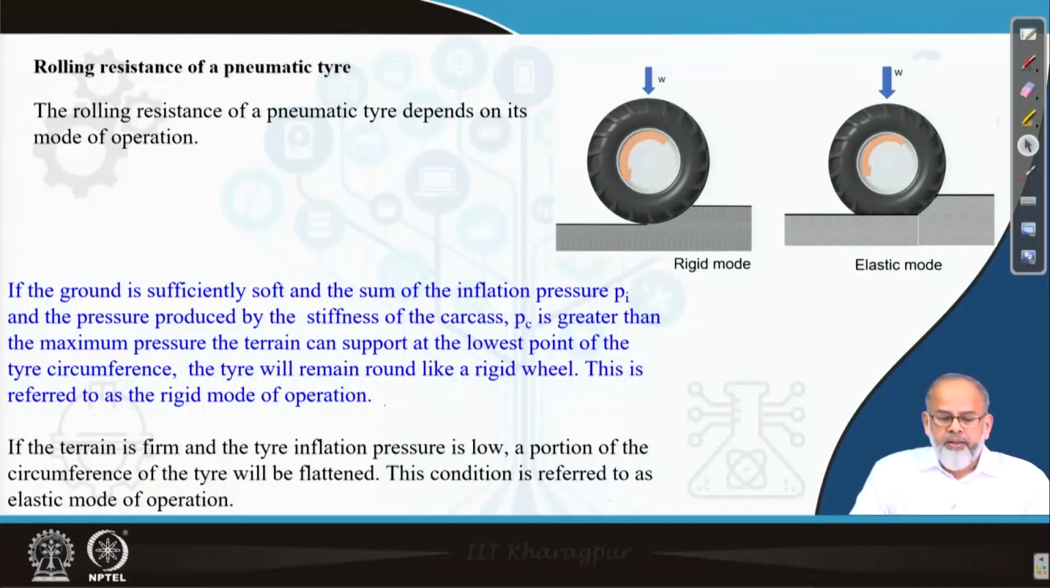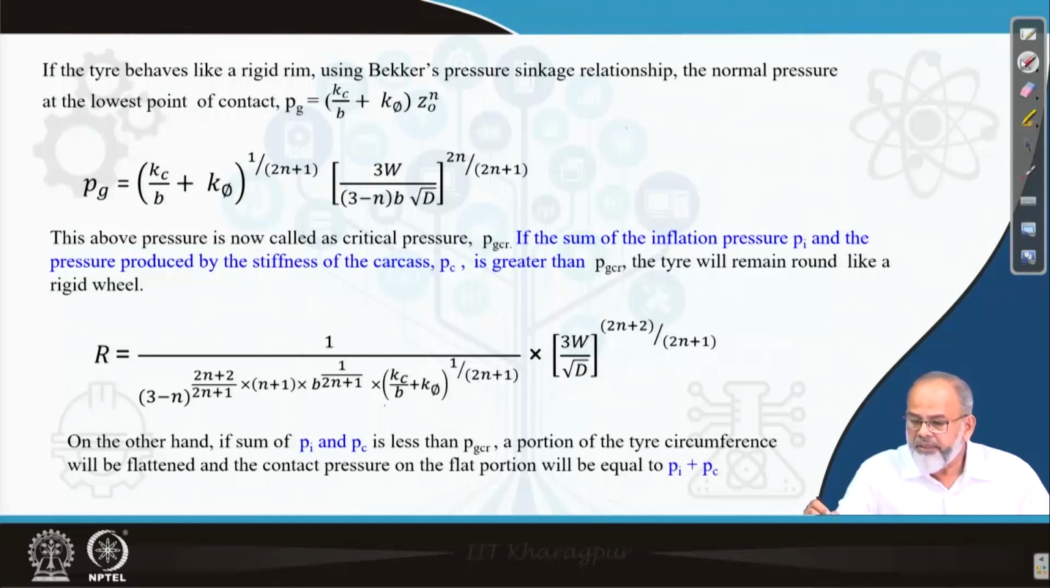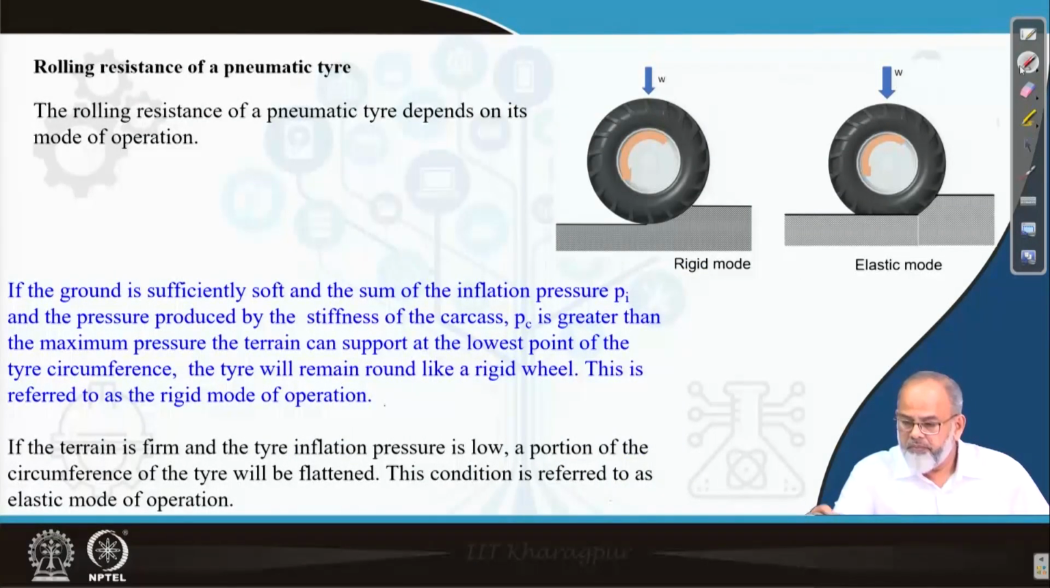If the terrain is firm and the tire inflation pressure is low, what will happen? A portion of the tire will be flattened, which is indicated in this figure. If you look at the right corner, this portion is flattened. This condition is referred to as elastic mode of operation. Now we have to see first whether the wheel is in elastic mode or in rigid mode.